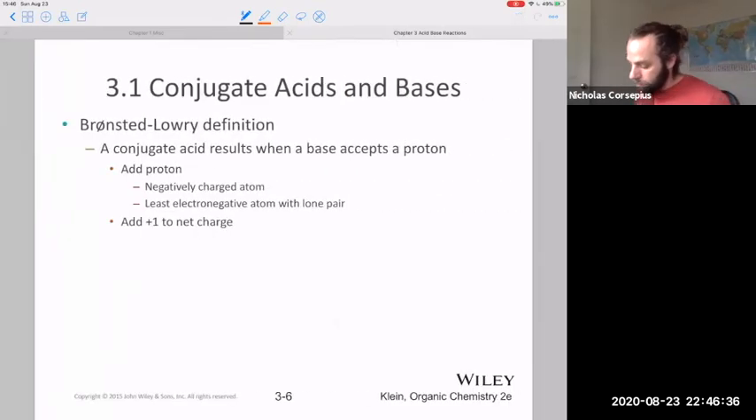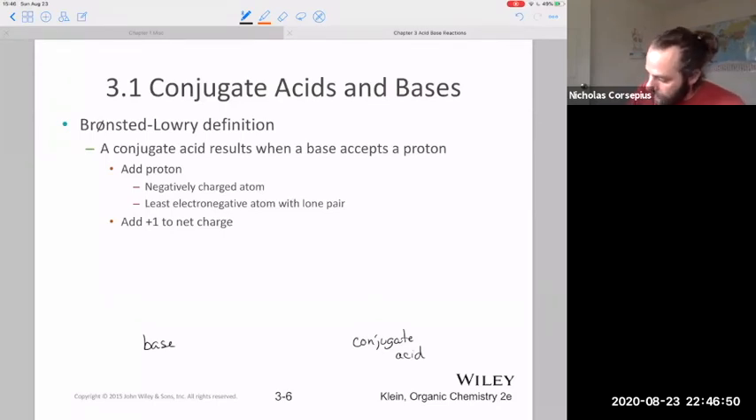Okay, and then we want to be able to play the same game starting with a base and being able to figure out what its conjugate acid looks like. So let's again start with a fairly common one, and that is the hydroxide ion. So now, if this is my base and I have to draw its conjugate acid, of course, remember a base does what? It accepts a proton. So that means I'm going to have to add another proton to that molecule.